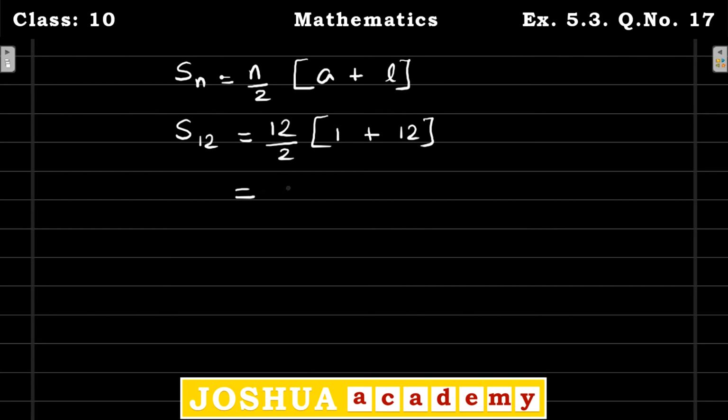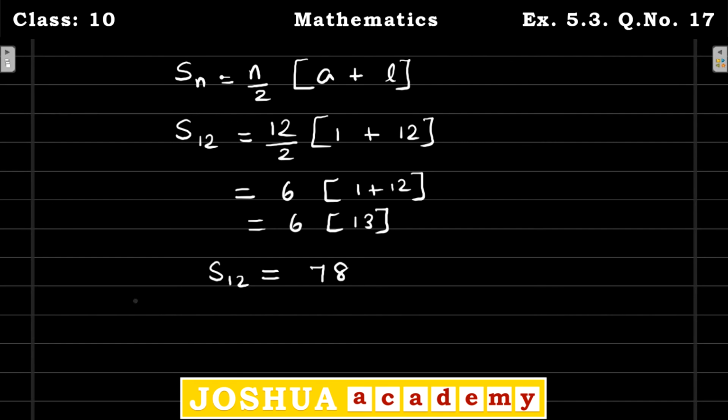And we go for this one. It is 6 times 1 plus 12. I already told you in my previous video, you can minimize the steps as per your understanding level of mathematics here. So 6 times 13 is equal to 78. That means section A of the school from class 1 to 12 altogether planted 78 trees.